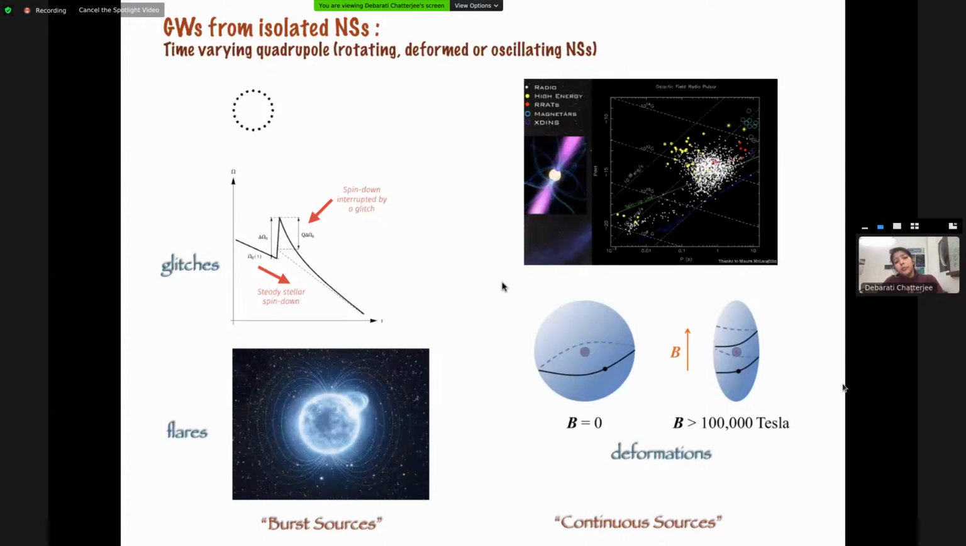In the same way, because of the very strong magnetic field of magnetars, they also show these kinds of flares. These flares can produce time varying signals, because they are rotating magnetars which are also bursting, and these flares can be observed as burst sources of gravitational waves.